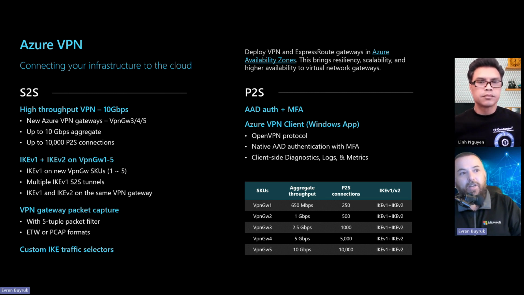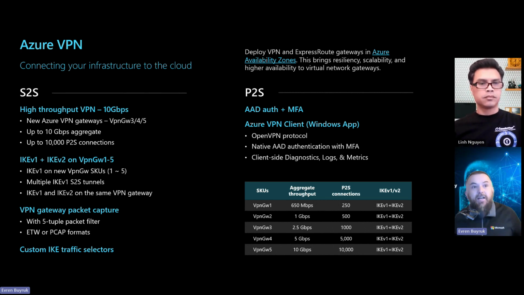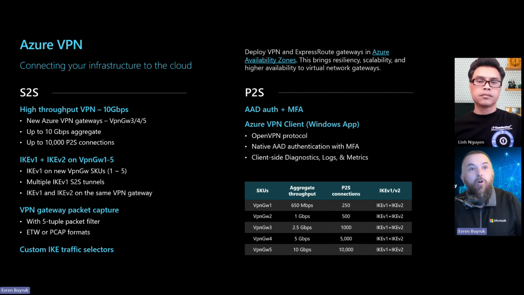I want to make sure that what the customer is getting with site-to-site is Internet Key Exchange version 1 and version 2, which are enabled on VPN gateway SKUs 1 to 5. They have IKE version 1 site-to-site tunnels, and IKE version 1 and IKE version 2 on the same VPN gateway. These are the features. From the point-to-site perspective, this is the OpenVPN protocol. It has native Active Directory authentication with multi-factor authentication, client-side diagnostics, and logs and metrics.